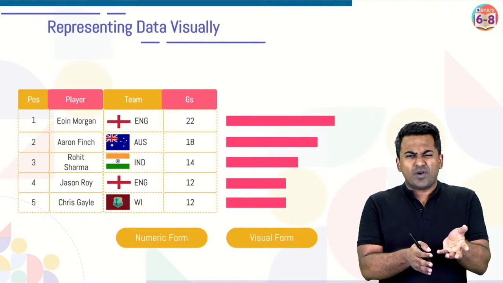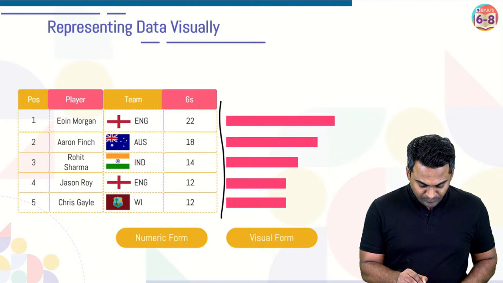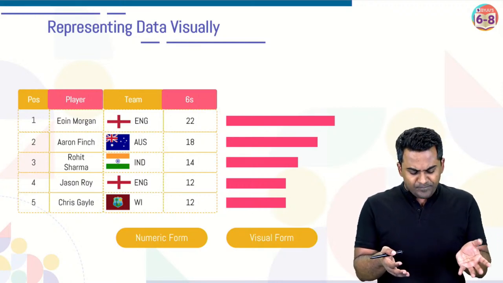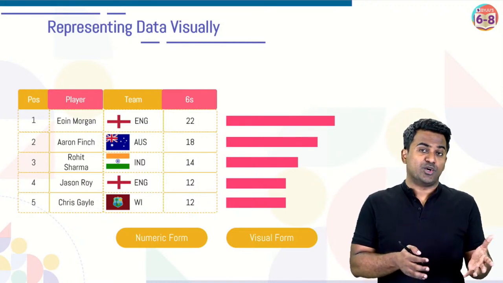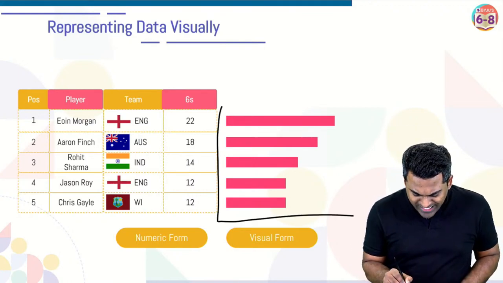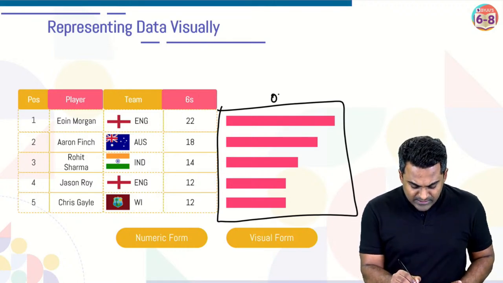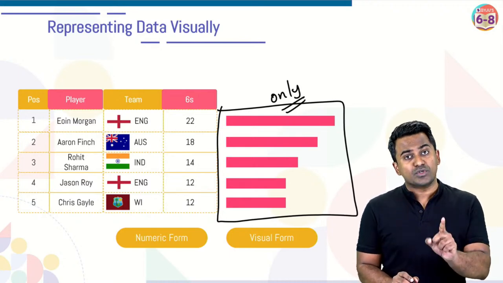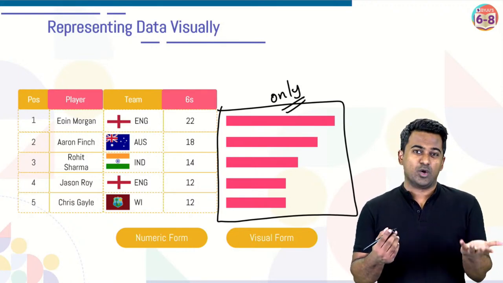Now this data, if I were to simply represent it visually, I can do it like this, yeah? But using this, I'll only be able to say that Owen Morgan has hit the most number of sixes, and Chris Gayle and Jason Roy have hit an equal number of sixes. But I don't know anything about the numbers yet. That's the only thing I can say.